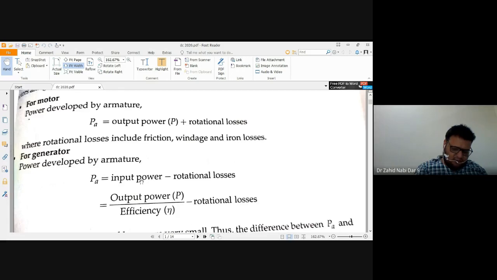You need a board. Can you see? You relate this. See, your PA is equal to input minus rotational losses. So instead of input power, he has written output power by efficiency. Here in the equation, I have shown how it is minus the rotational losses.